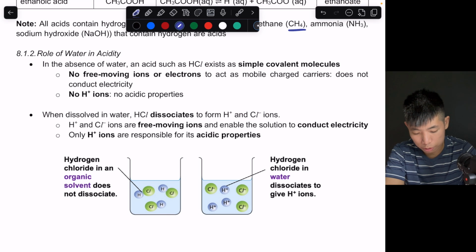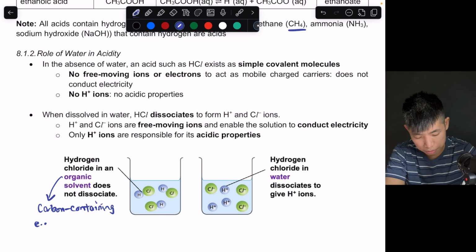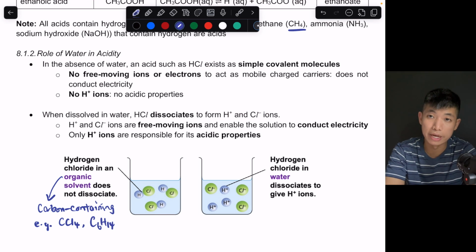For example, if we are using organic solvents. Organic solvents are carbon containing. That means this liquid is a carbon containing liquid. Example, we have tetrachloromethane, CCl4, okay, hexane, C6H14, so on and so forth. Okay, we'll encounter some of this in the chapter of organic chemistry, but for now, know that these are examples of solvents where acids do not undergo dissociation in.